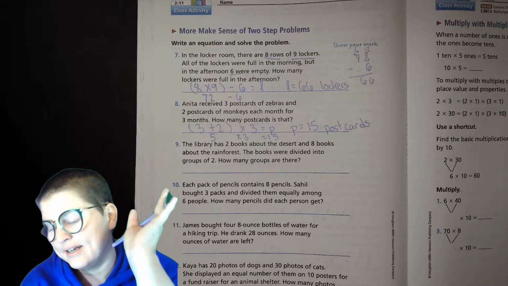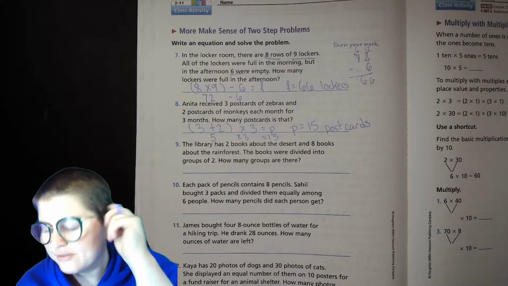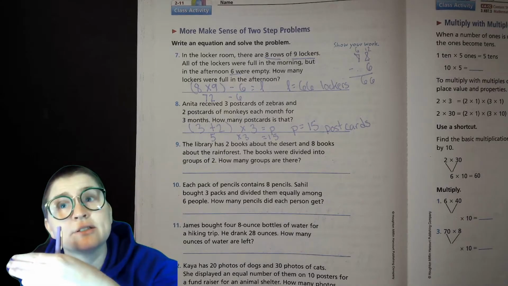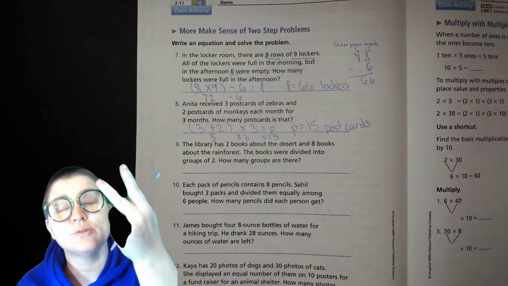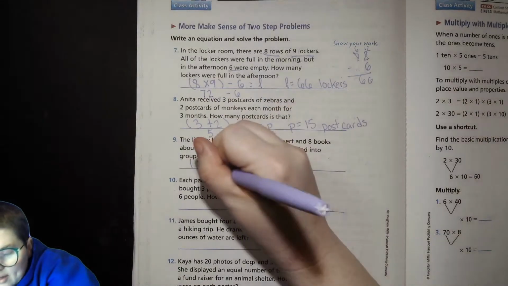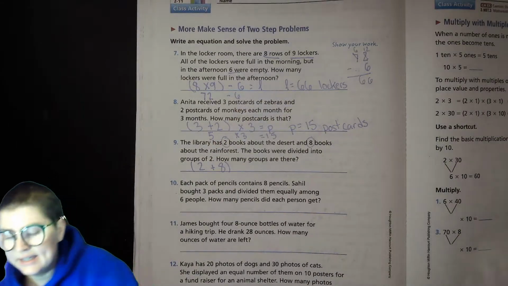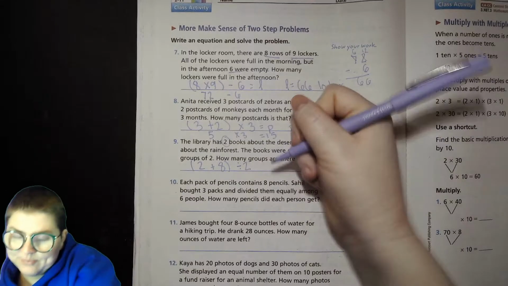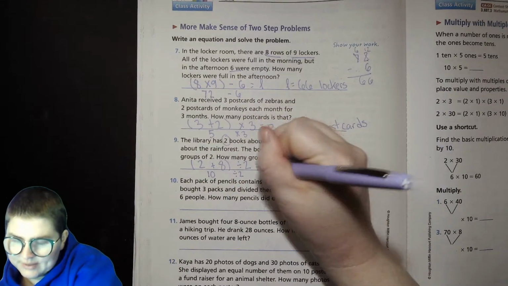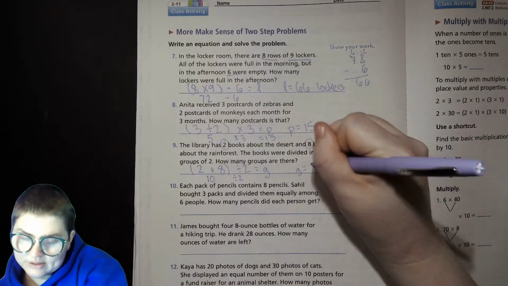All right, number 9. The library has 2 books about the desert and 8 books about the rainforest. The books were divided into groups of 2. How many groups were there? So first we're going to figure out the total number of books and then divide it into groups of 2 and then figure out the number of groups. So adding up the 2 desert books with the 8 rainforest books, right? Close those parentheses. Then we're going to divide that by 2. So 2 plus 8 first is 10 divided by 2. Going to get us our number of groups. So 10 divided by 2 groups equals 5.